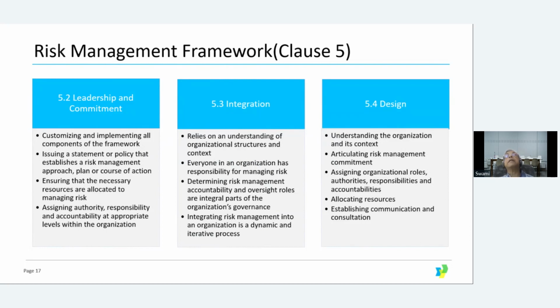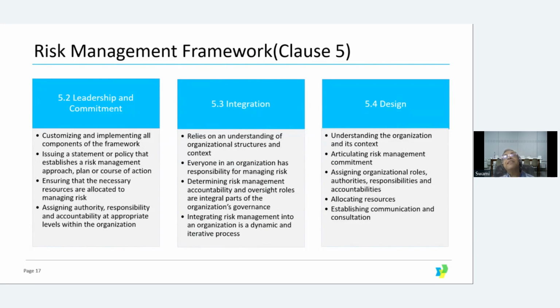the policies and procedures. As you all know, ISO, basically any standard, depends on the policies and procedures, and whatever we document we need to practice, and whatever we practice should have been there in the document. Okay, so based on that, we need to articulate the risk management commitment both from the management side and from the employee side, and also we need to allocate resources, and also ensure that we establish the communication and consultation.